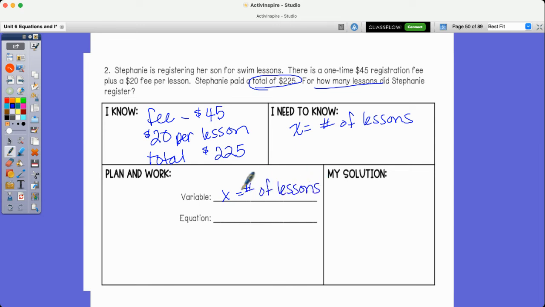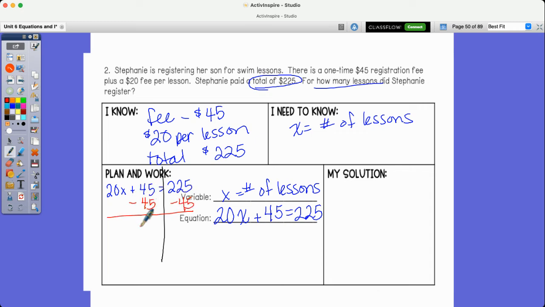Now let's think about our equation. $20 per lesson, $20 times I don't know how many lessons, plus my registration fee of $45 is $225. Now we're going to solve that off to the side. First thing we always do is draw a line through the equal sign. The next thing we need to do is ask ourselves, what is the inverse of adding 45? The opposite of addition is subtraction. So I need to subtract 45 from both sides of the equation.